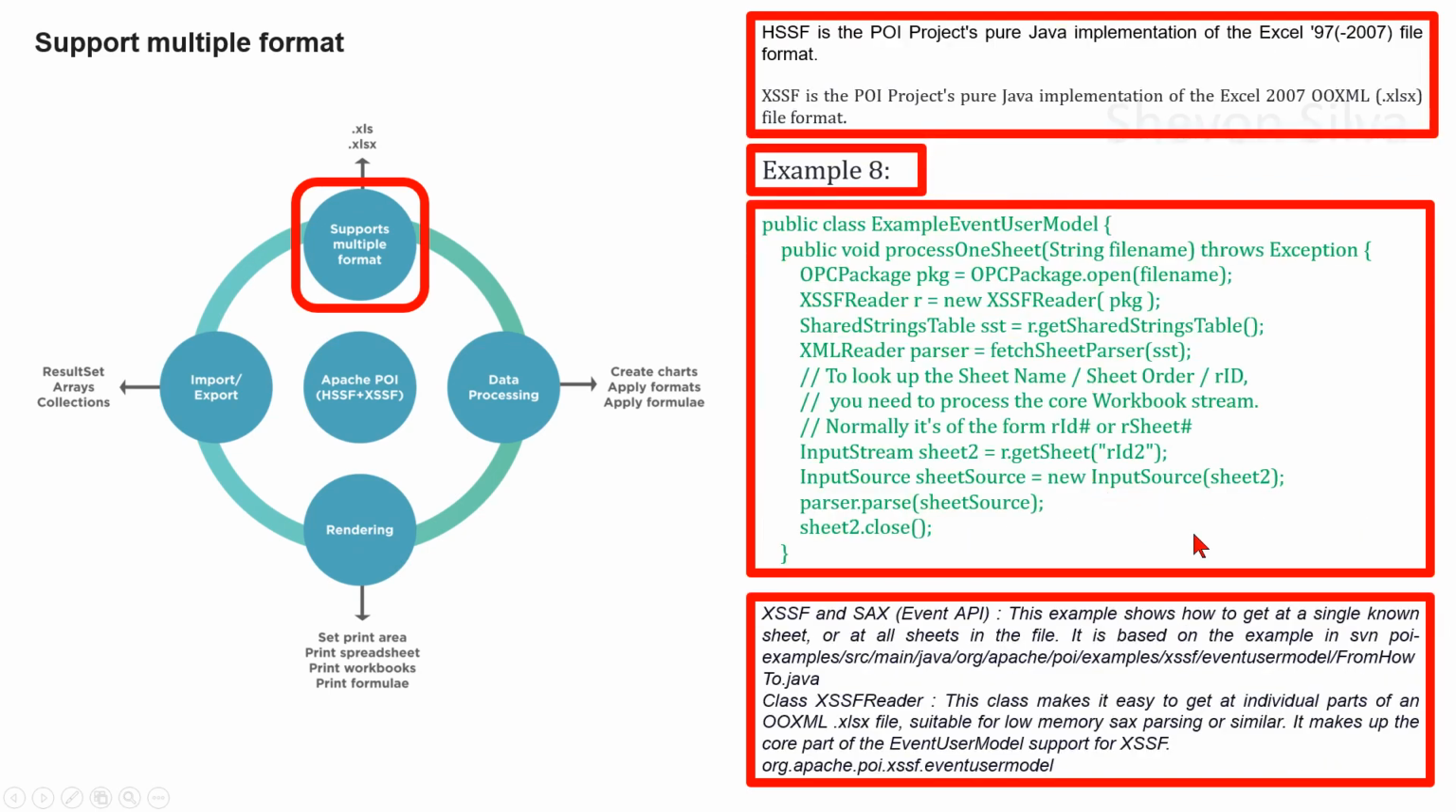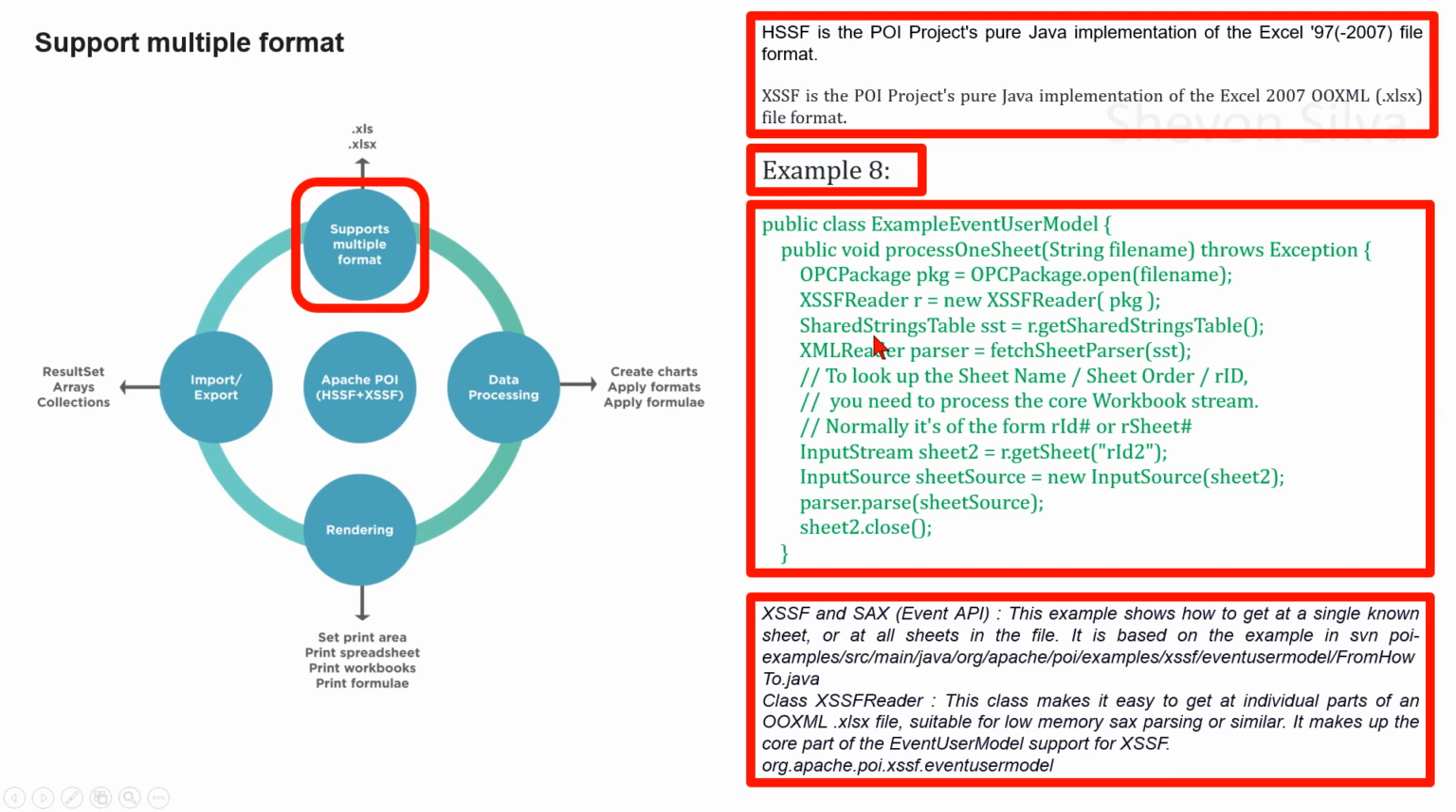Now we are considering the XSSF and SAX event API. This example shows how to get a single sheet, or sheets, in the file. It is based on the example in SVN: POI examples, src/main/java/org/apache/poi/examples/xssf/eventusermodel/FromHowTo.java.